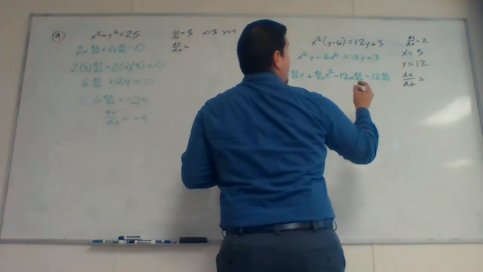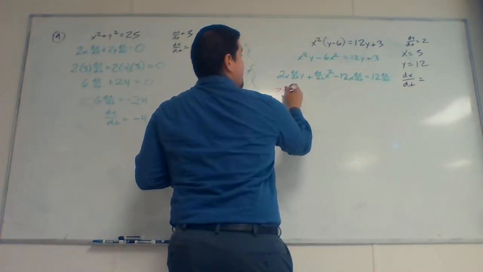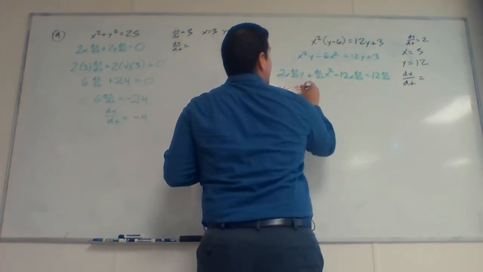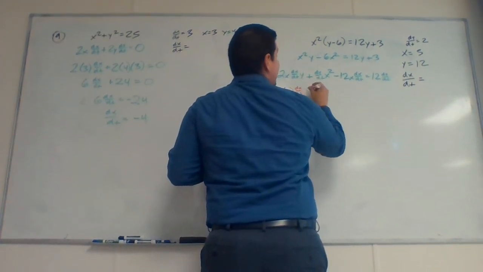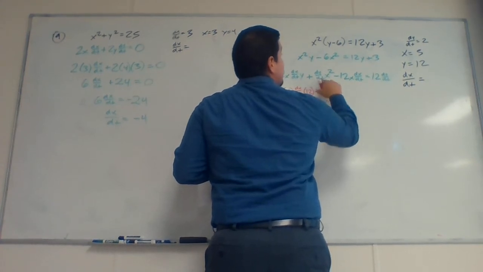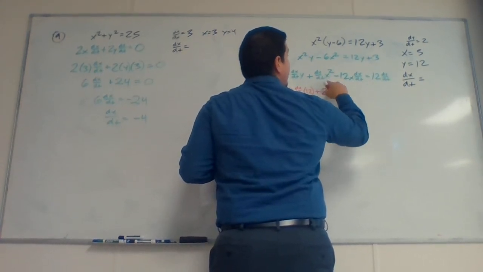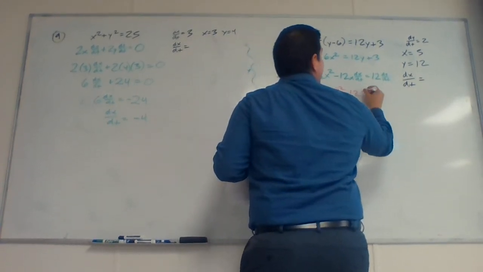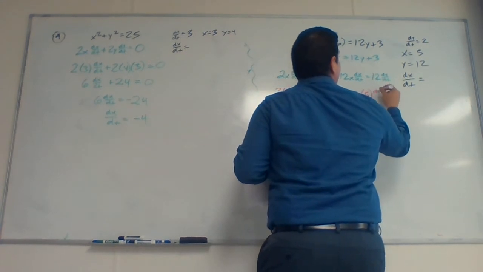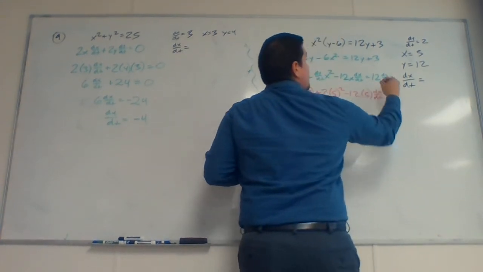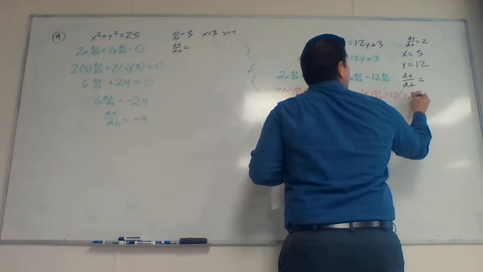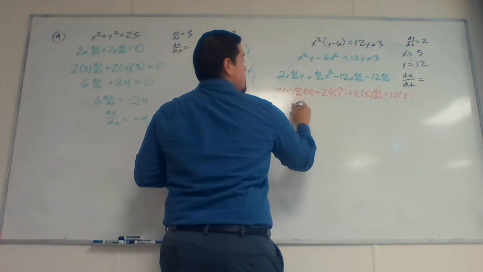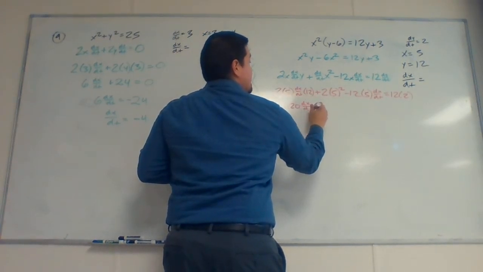So plug in what you know: 2 times what? X is 5. 5 times dx/dt, which is unknown. Y is 12. dy/dt, 2 times 5, 5 squared, minus 12 times 5, 5 dx/dt, unknown, equals 12 times 2. That would be 10 times 12, that's 120 dx/dt.